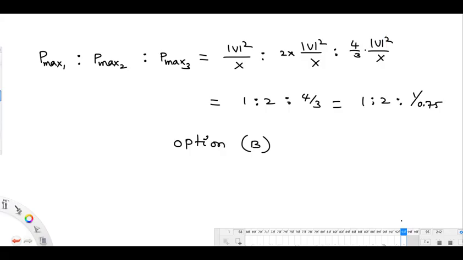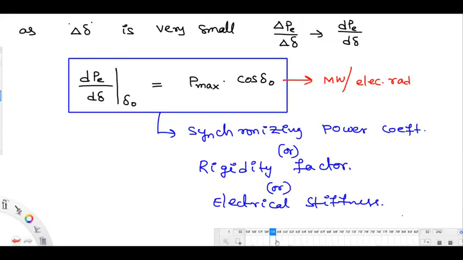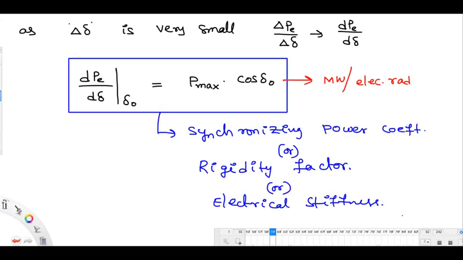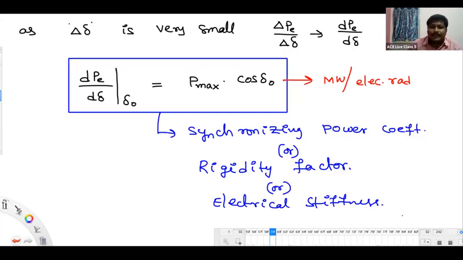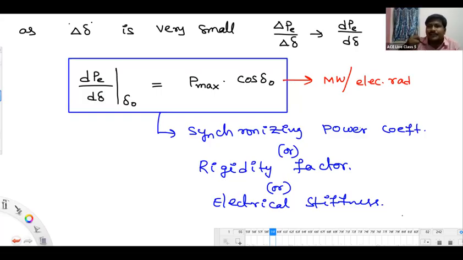Once open the 58 of 59F. Electrical stiffness also has the same meaning. Stiffness, rigidity, all these things have the same meaning, right? Strong. This number is going to decide the strength of the system with respect to stability. If that is very high, I can say the system is very strong to accept small disturbances.